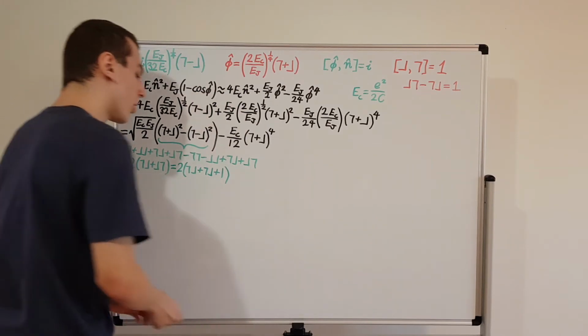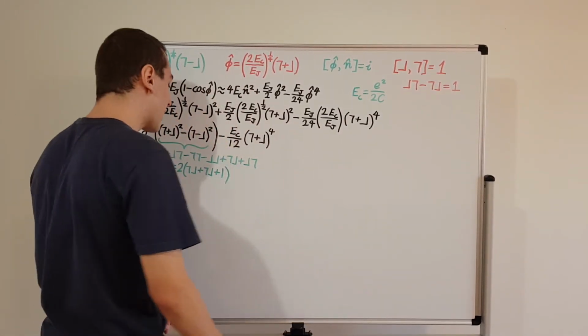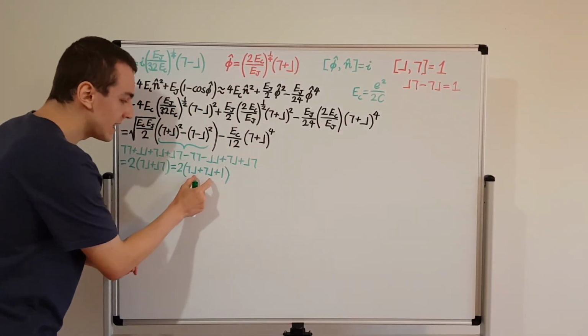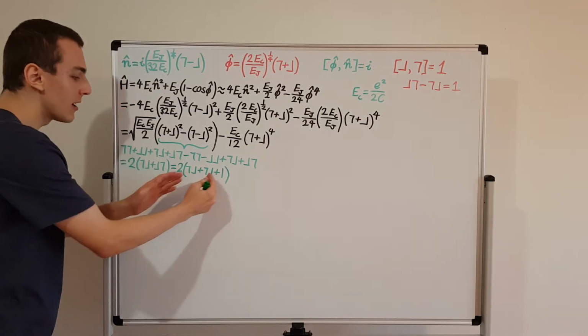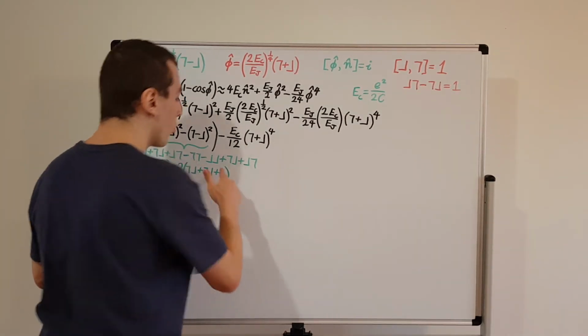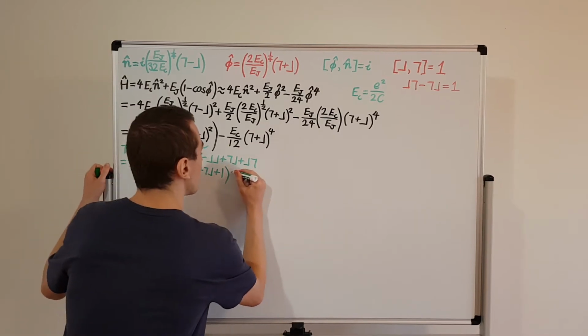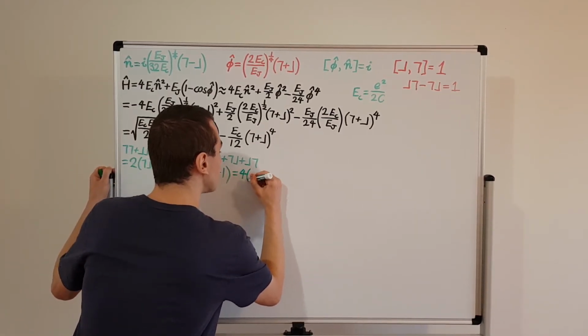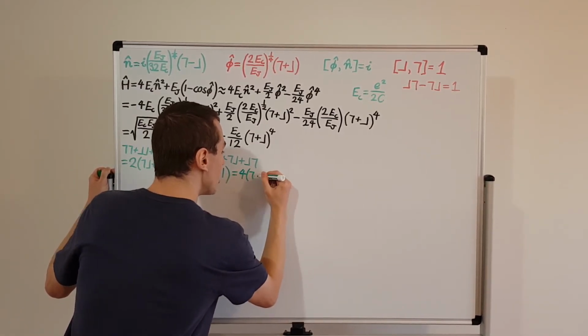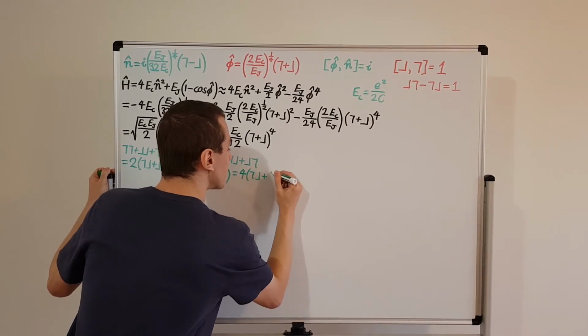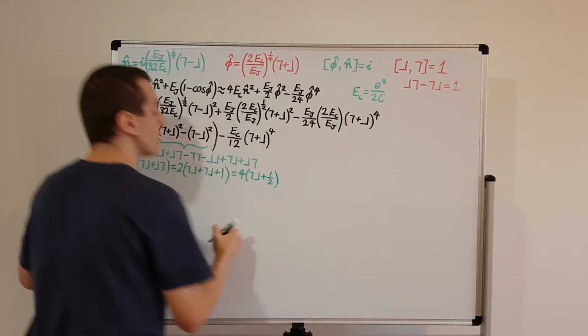So that's what we've got, and we can also repackage it a little more. We can see that there are 2 copies of this, and we can pull out a factor of 2, and that 1 is going to turn into a half. So we're going to have 4 times creation, annihilation, plus 1 half. So that's what we've got.